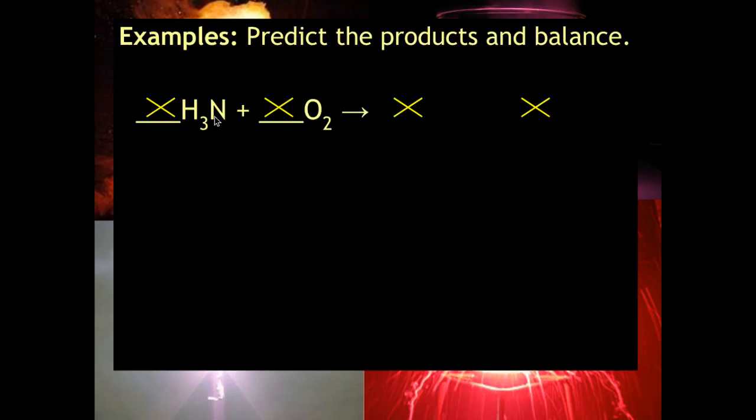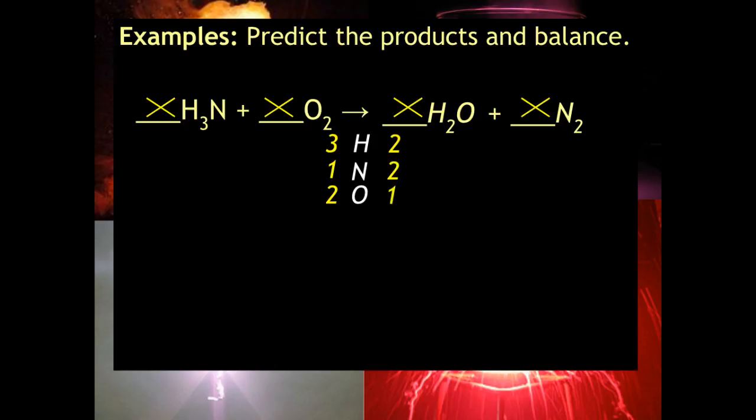So we have H3N plus O2, so ammonia plus O2. This is combustion. So what is produced when you burn hydrogen? That's water, and also nitrogen, you get N2. So there's our products. Let's balance it: hydrogen, nitrogen, oxygen. Let's go ahead and tally up both sides. On the left side, the reactant side, I have 3 hydrogens, 1 nitrogen, and 2 oxygens. On the product side, we have 2 hydrogens, 2 nitrogens, and 1 oxygen.